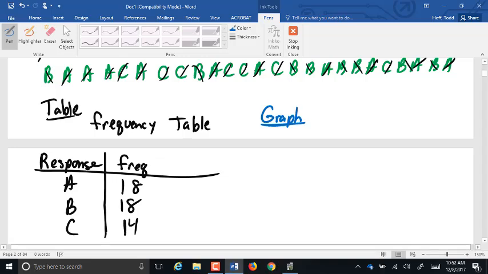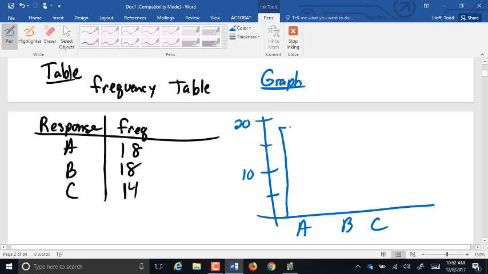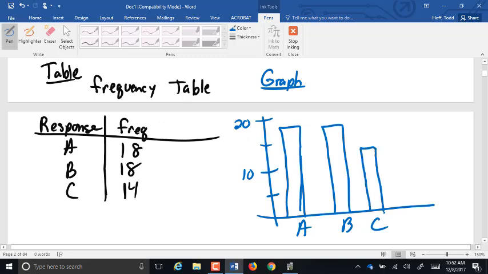We mentioned these graphs a little bit at the end of the last unit, where we have our bar graph where we can list A, B, and C. And of course, we have to number up to at least 18 here. So I'm going to go by 5s up to 20. A goes up to 18. B goes up to 18. C goes up to 14. So now from the bar graph, we can very quickly pick out which one's the most, which one's the least, just by looking at the height of the bars.